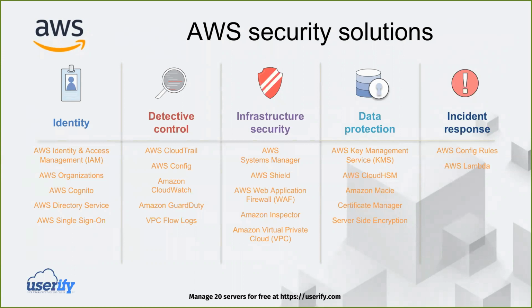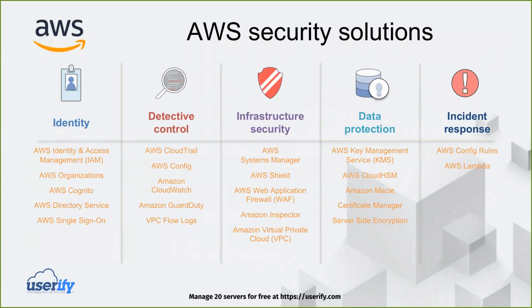The first service I'd like to discuss with you is the Identity and Access Management, which is a web service that helps you securely control access to your AWS resources. You use IAM to control who is authenticated and authorized to use your AWS resources. Another service in this area is AWS Organizations, which is an account management service that lets you consolidate multiple AWS accounts into an organization.